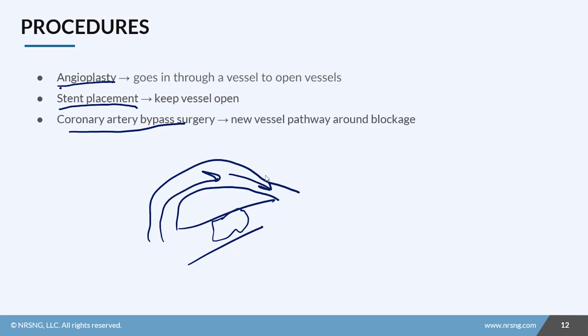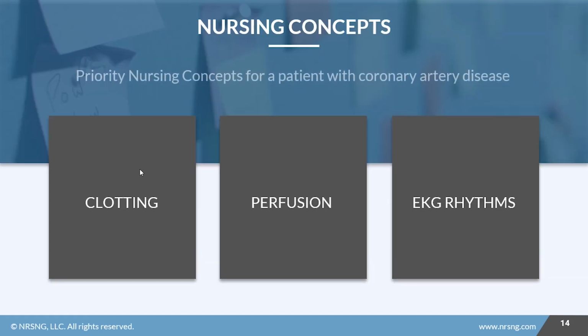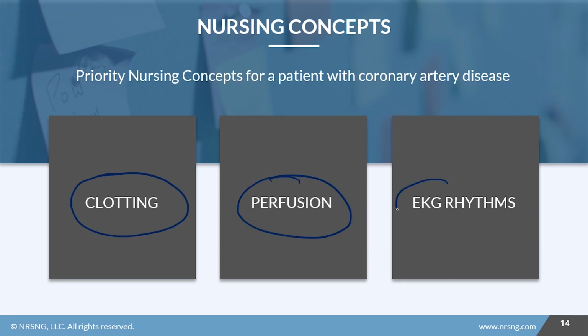Please check out the lesson titled Surgical Intervention if you want any more information about these different procedures. Okay, so it's important to educate our patients to quit smoking, stay active, eat healthy, control their stress, and manage their diabetes, because these can all lead to complications with coronary artery disease. All right, so our primary nursing concepts include clotting, perfusion, and EKG rhythms.